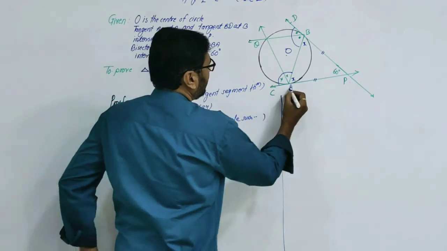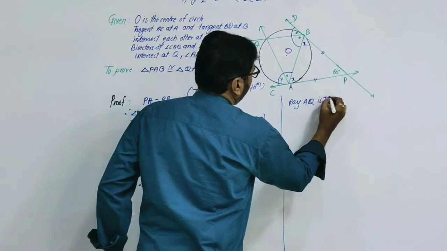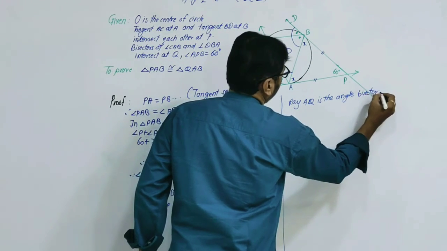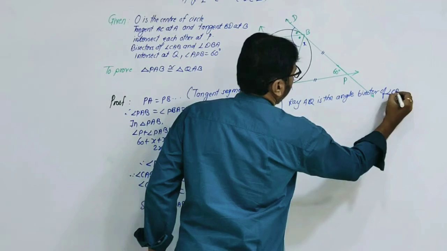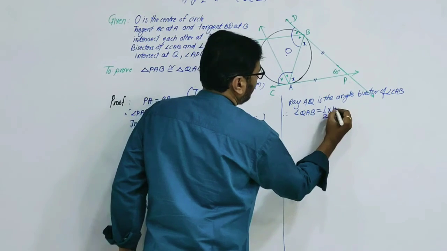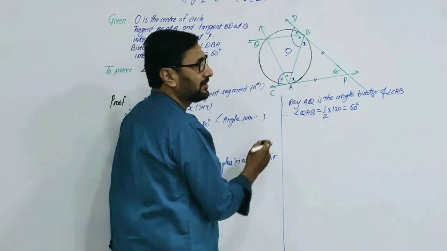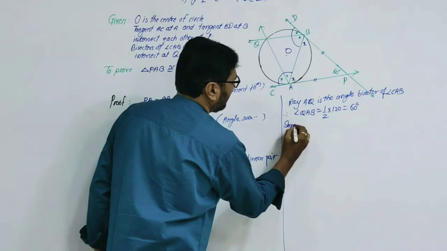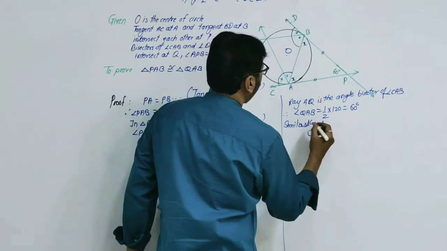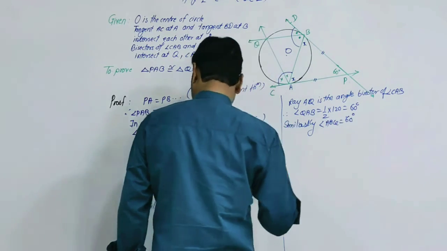You know, ray AQ is the angle bisector of angle CAB. Therefore angle QAB कितना रहेगा? 120 का हाफ, that is 60 डिग्री. ये 120 का हाफ है 60, ये 120 है, तो ये भी क्या रहेगा? Similarly, angle ABQ is also 60 degree.